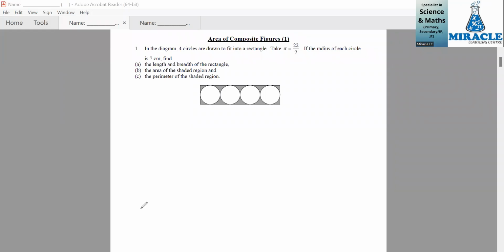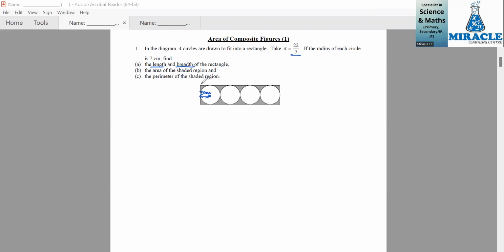Question 1. In the diagram, 4 circles are drawn to fit into a rectangle. Take pi equals 22 over 7. If the radius of each circle is 7 cm, so the radius would be this. So this is 7 cm. Find the length and breadth of the rectangle.